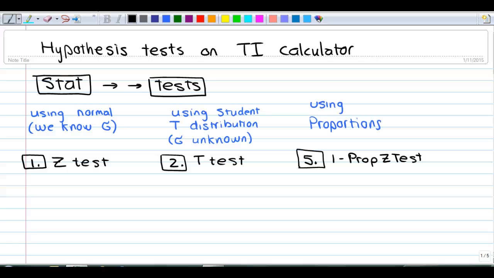Welcome to Hypothesis Tests on the Calculator, Part 2. This time we're going to do a t-test. It's very similar to a z-test, and I'm sure you can figure out a z-test on your own once we walk through this. Remember, you hit the Stat button, arrow over to Tests. If you're doing a z-test, it's choice 1, t-test is choice 2. You should have already watched the video on proportion testing, choice 5.